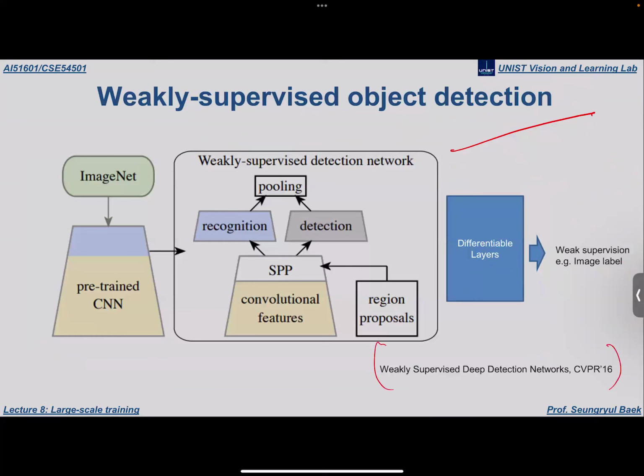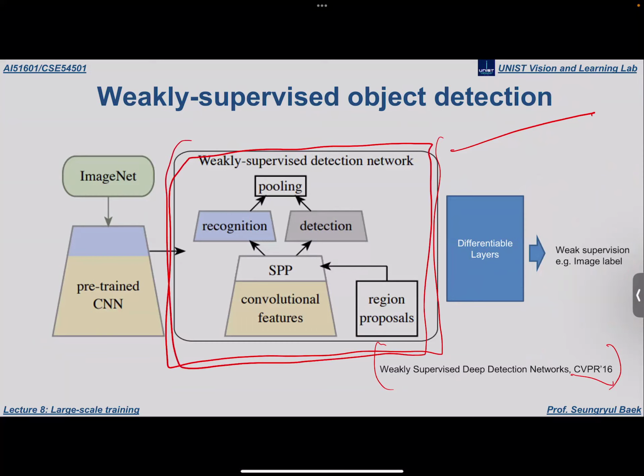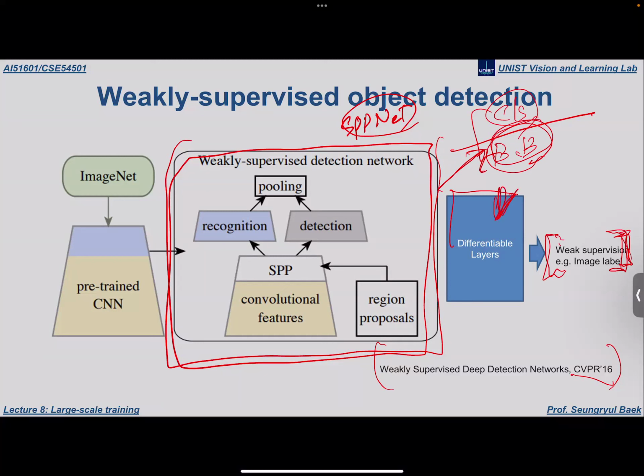Okay, so I will explain this paper, which was introduced in CVPR 16. So this is the original object detection network, which is similar to Faster RCNN, but this is called SPP. This network's output is the bounding box information and also the classification label for the bounding boxes, but we don't have full supervision for this classification label and bounding box information. Rather, the supervisory signal we have is the image labels only. So we have to use these differentiable intermediate layers after the output to transform the output of the object detection network to this weak supervisory signal.